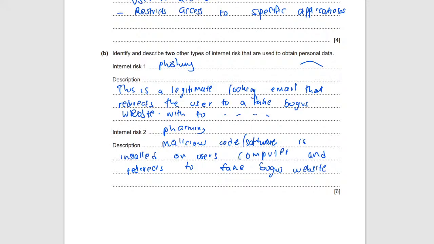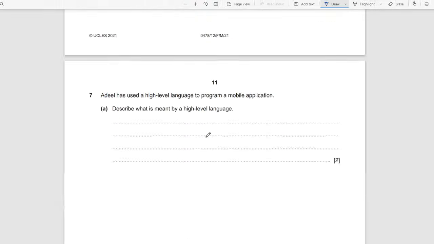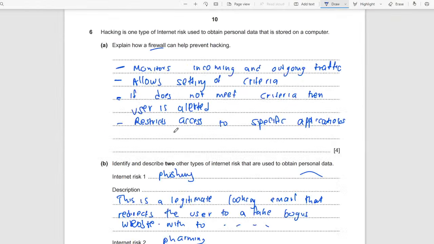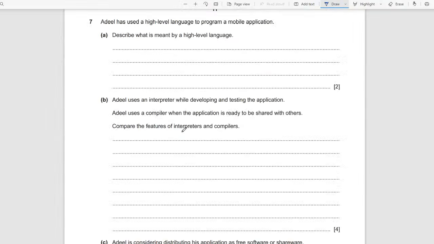6 marks for that. Basically in here, 1 mark for farming, 2 marks for explaining. Here the 2 marks I'll get is for malicious code, and then for redirecting the user. Here I'll get a mark for a legitimate looking email and redirecting the user. And then of course a mark for the internet risk.